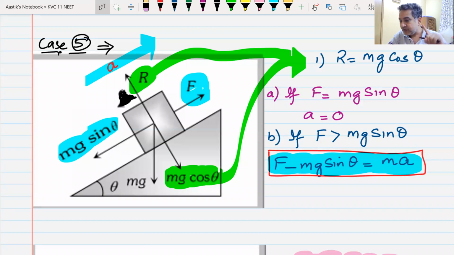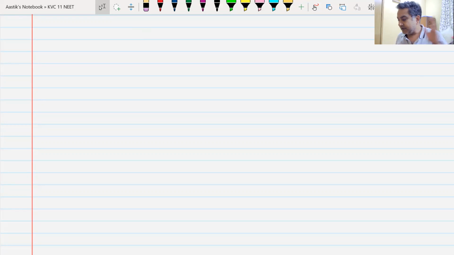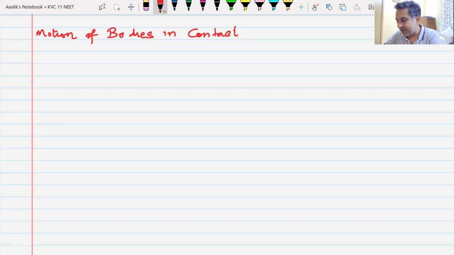Now we will come to bodies kept in contact, and these are the most famous type of questions that I have seen in your NEET, and they are pretty straightforward. So I'm not going to give you the entire theory on how to do it. I'll just show you the case, and I'll tell you how it is done. If you understand the logic behind it, you would be able to do it. So the heading is motion of bodies in contact.